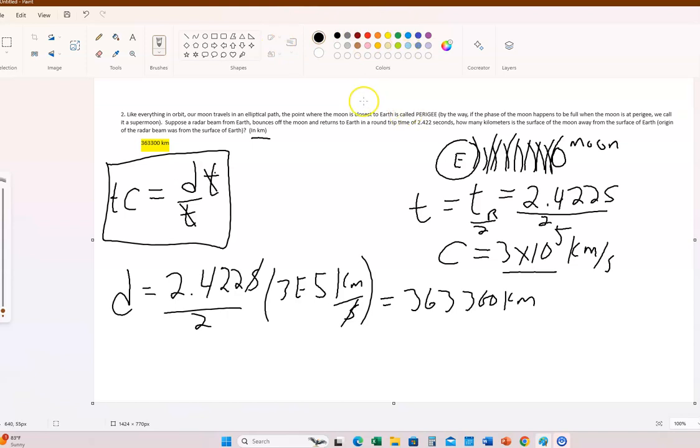The one thing, don't forget: when you're given the round trip time and you just want to know the distance between those two points, you divide it by 2, as we did right here. That's why we divided it by 2. Very nice.